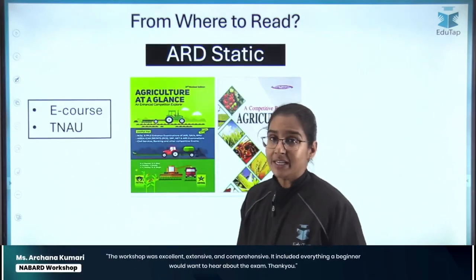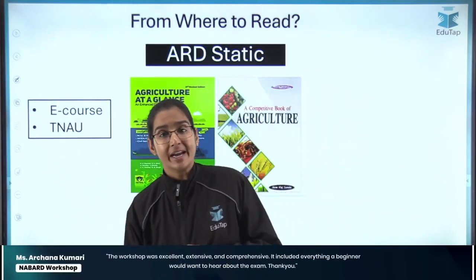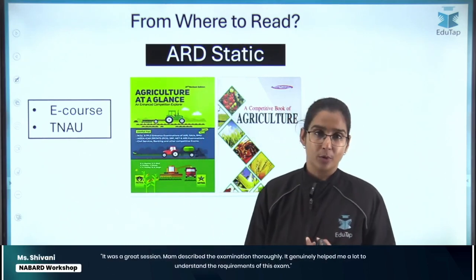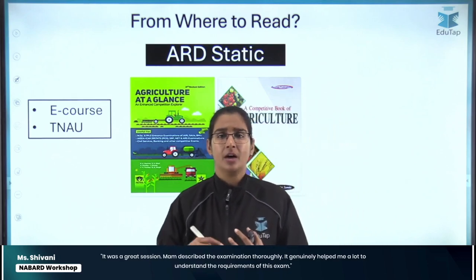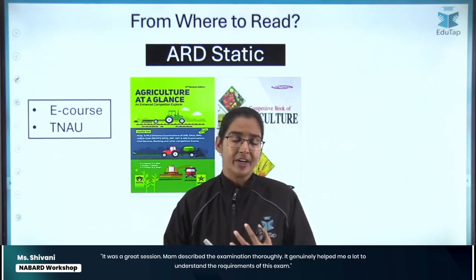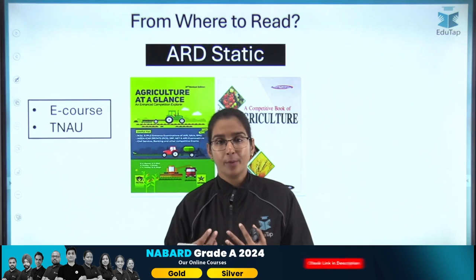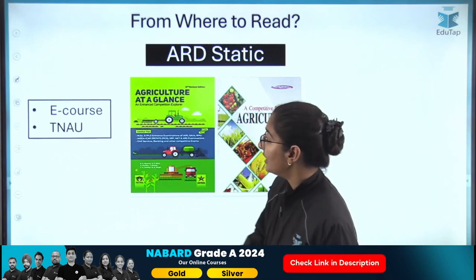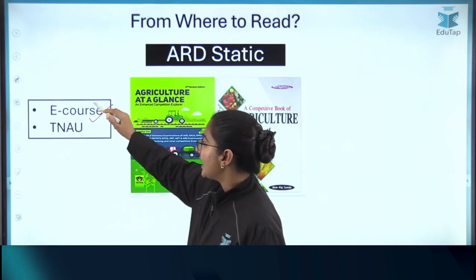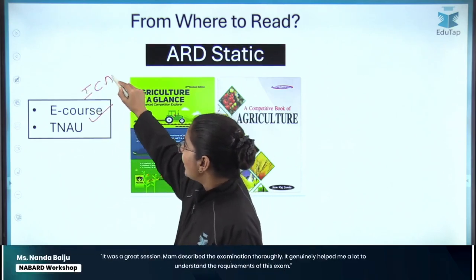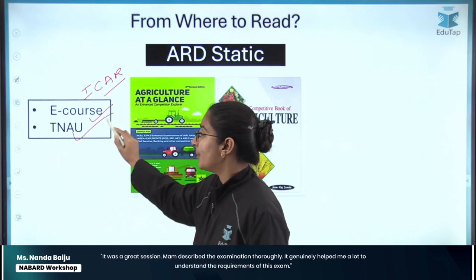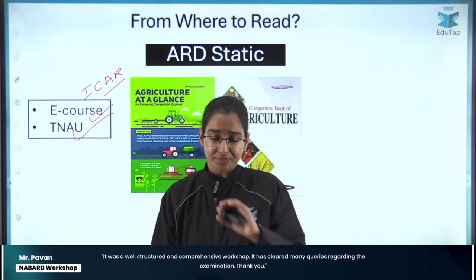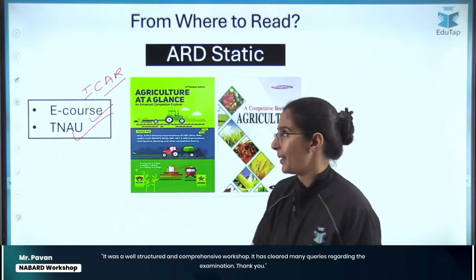Now, coming to the next part, which is how to cover the ARD static, the sources for the ARD static. First of all, you have to refer to books. You can refer either to The Fundamentals of Agriculture by Arun Katyan, or the book by Nemraj Sunda. You can refer to any of these books. Apart from that, you have to read the e-course website of the ICAR, and the Tamil Nadu Agriculture University's website is something you can refer to as far as the ARD static part is concerned.